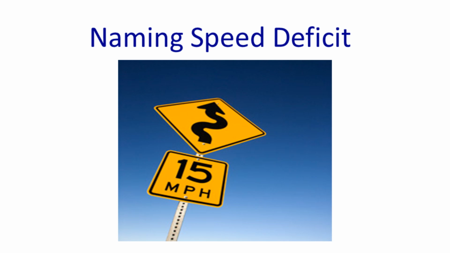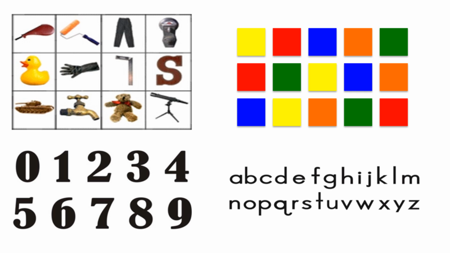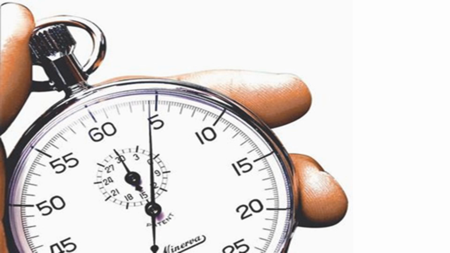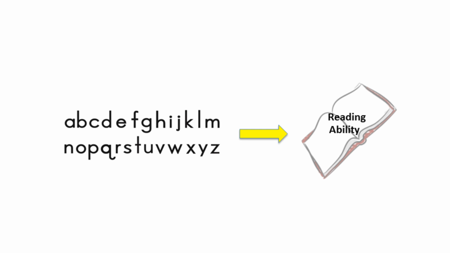The second deficit associated with dyslexia is a naming speed deficit, or difficulties in rapidly naming objects, colors, numbers, or letters. Problems in naming speed are often associated with more global problems in developing automaticity, especially automatizing novel tasks. Rapid automatic naming, or RAN, can be measured with a 1-minute timing of naming abilities. This can include naming just about anything, but the ability to rapidly name letters is most closely related to reading ability.